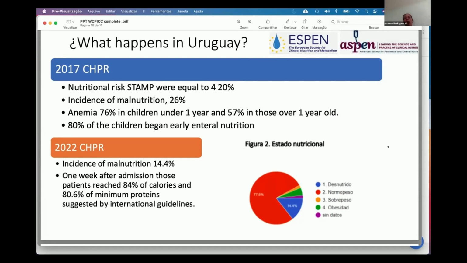Percent of the children under 1 year had anemia, and 67% in older kids. And in 2022, we tested this again. The incidence of malnutrition was 14%. When we looked at the energy supply in the week after admission, we could reach 84% of the calories at the week of admission and 80% of the minimum protein suggested by the international guidelines.